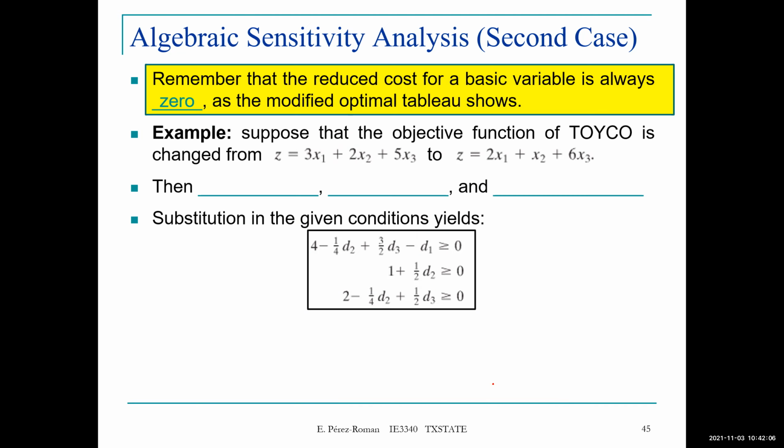So for example, now suppose that the objective function of TOYCO is changed from this original objective function to this objective function. So decreasing the profit by 1 unit for x1, decreasing the profit by 1 unit for x2, and increasing the profit by 1 unit for x3. Then D1 is going to be the difference from the original.